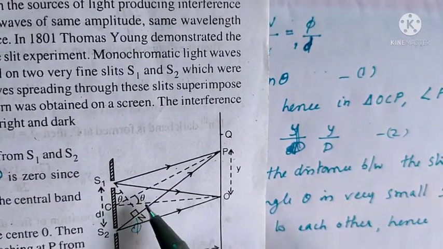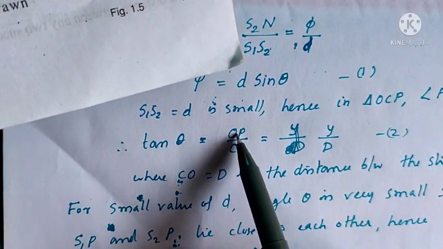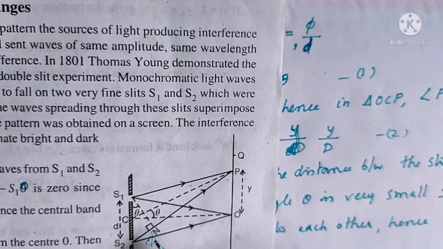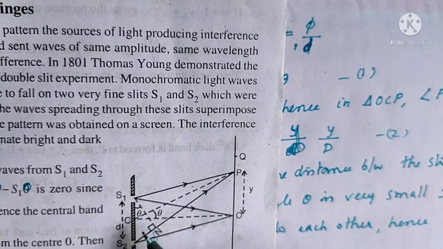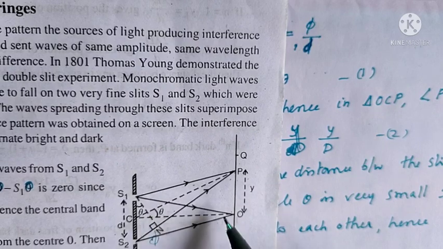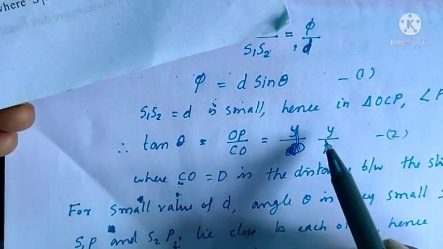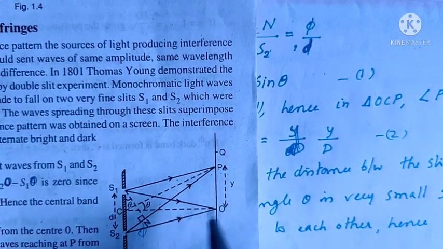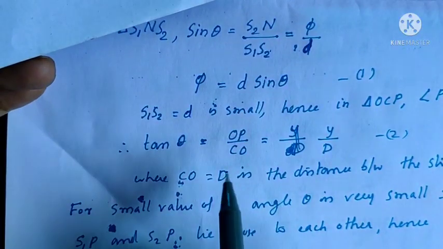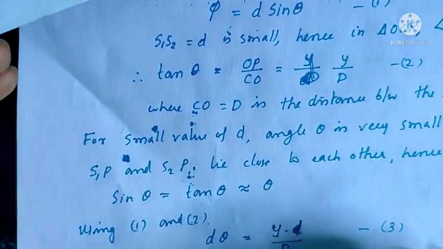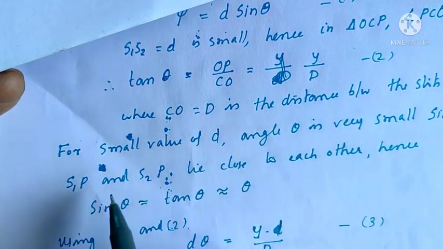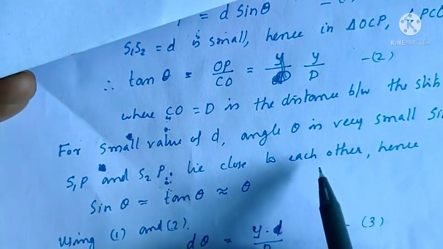So from this triangle PCO, tan theta is equal to OP by CO, that is, opposite side by adjacent side. So we will get y by capital D, because this distance is y and this distance between the slits and screen is capital D. So CO is D, the distance between slits and the screen. For a small value of d, angle theta is very small since S1P and S2P lie close to each other, which I have mentioned just before.